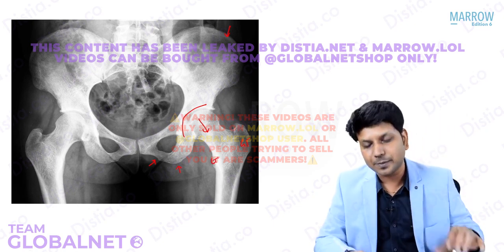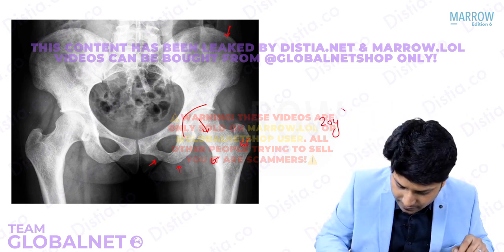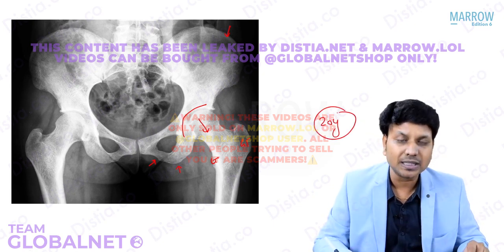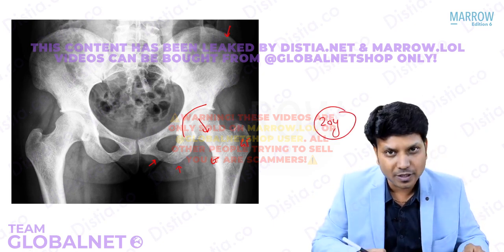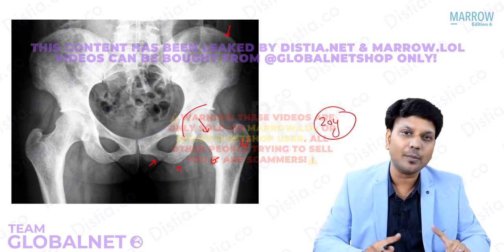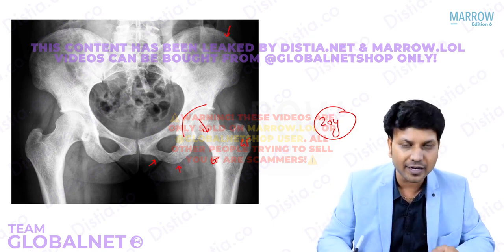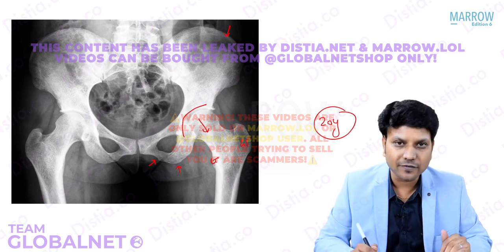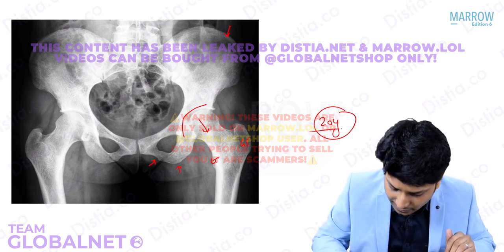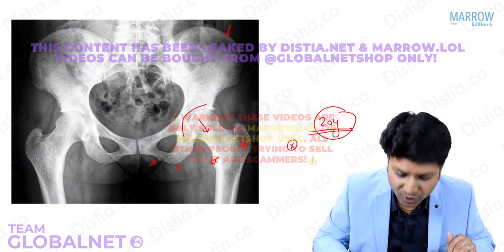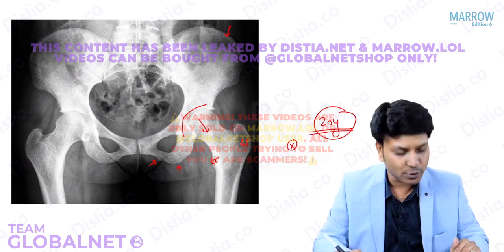So the minimum age of the person is 20 years. Why should I say 20 years? The last center to fuse is ischial tuberosity. When I say ischial tuberosity, the normal age of fusion is 20 to 21 years. It has fused. It's a positive finding. So take the lower limit, that is 20. Okay, so the age of this X-ray is 20 years.